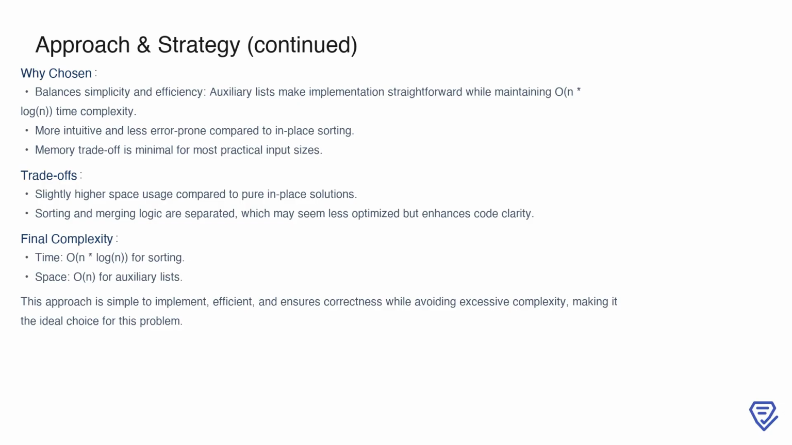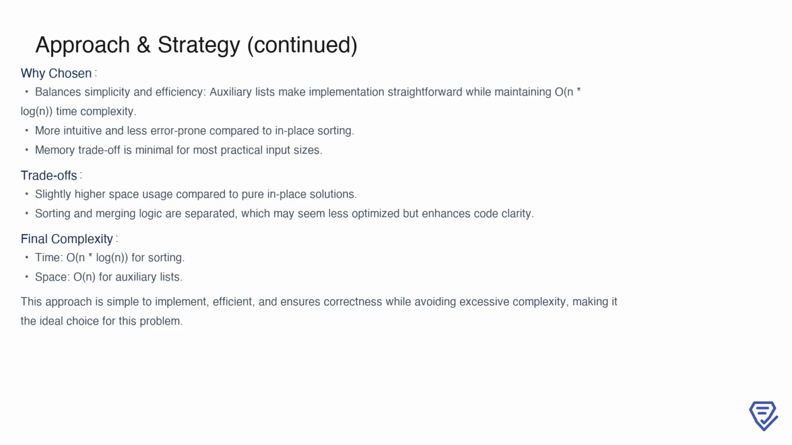The chosen approach offers a practical trade-off between simplicity and performance. By using auxiliary lists, the implementation becomes more straightforward and less error-prone compared to in-place sorting. This ensures that we maintain the desired time complexity of O(n log n), while keeping the memory trade-off minimal for most practical input sizes. The separation of sorting and merging logic makes the code more intuitive and easier to debug, even though it uses slightly more memory.